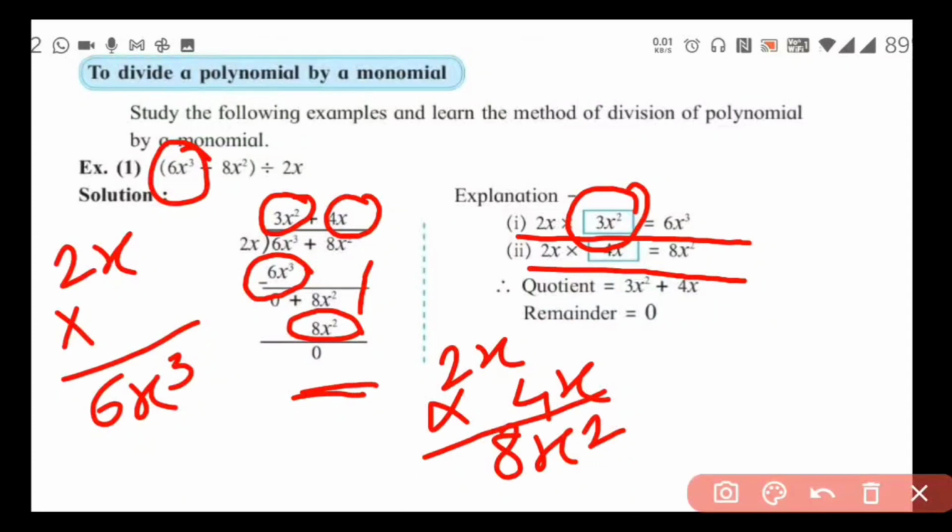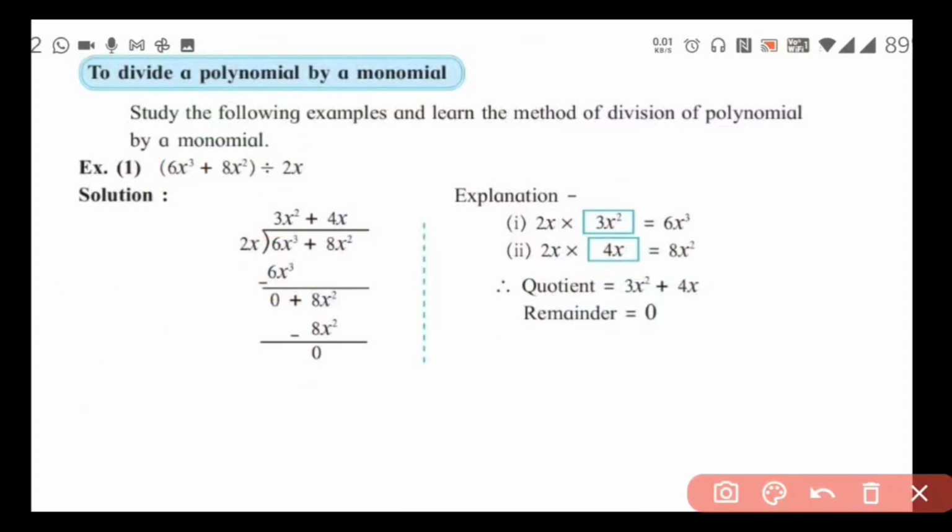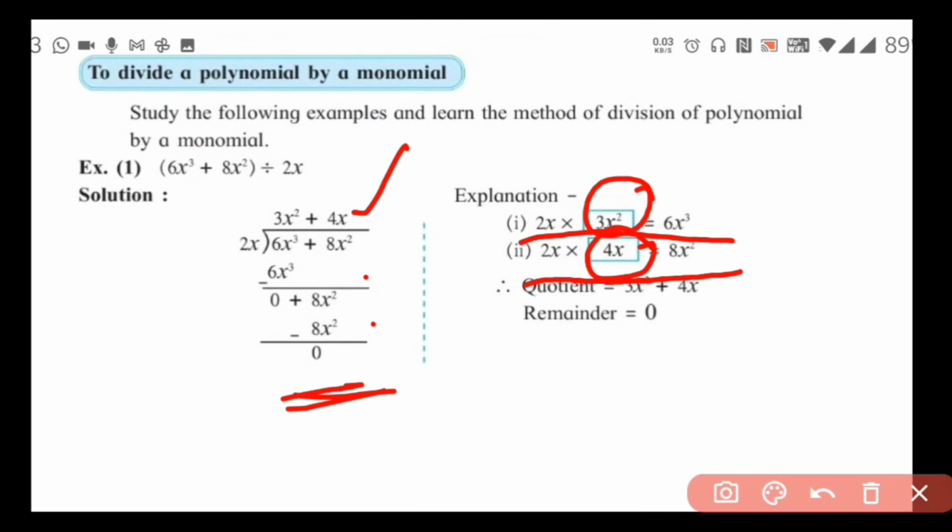In this way, one by one we have to write the steps. First we have to check 2x multiplied by what? Answer should be 6x cube. Then we have to check 2x multiplied by what? Answer should be 8x square. And then this 3x square plus 4x we write in the quotient, and in 2 steps the sum will get over here and the remainder is 0.